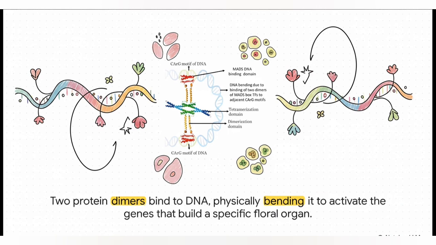So how does the crew actually get the work done? Well, as you can see here, it's pretty amazing. These protein quartets physically go and grab onto the plant's DNA at very specific locations. They act like a little clamp, grabbing the DNA strand and literally bending it into a loop. And that action flips a whole new set of switches, turning on all the downstream genes that will actually build the cells and tissues of, say, a petal or a stamen.